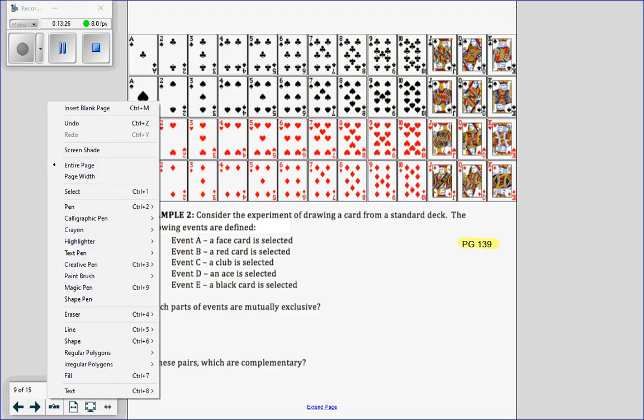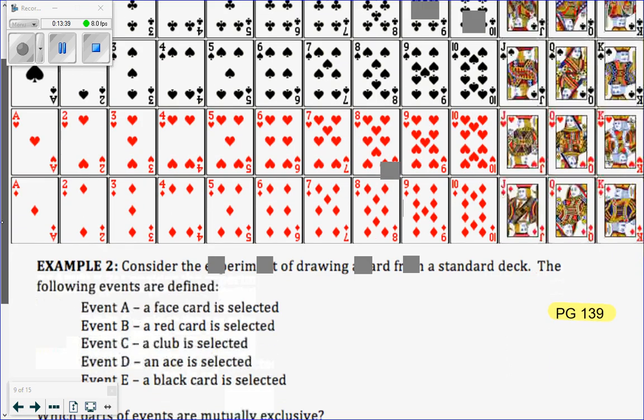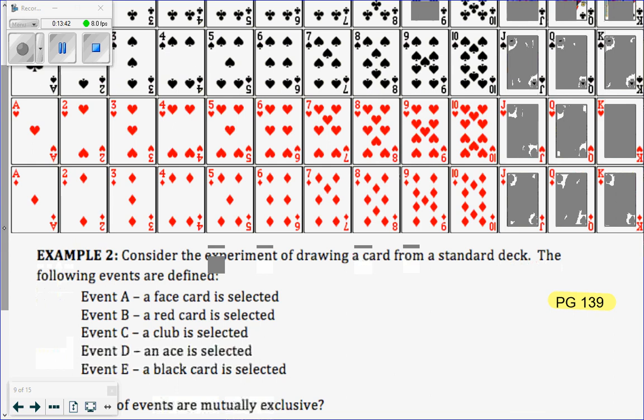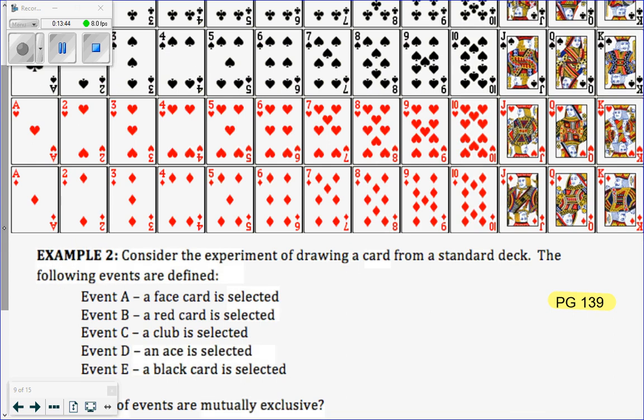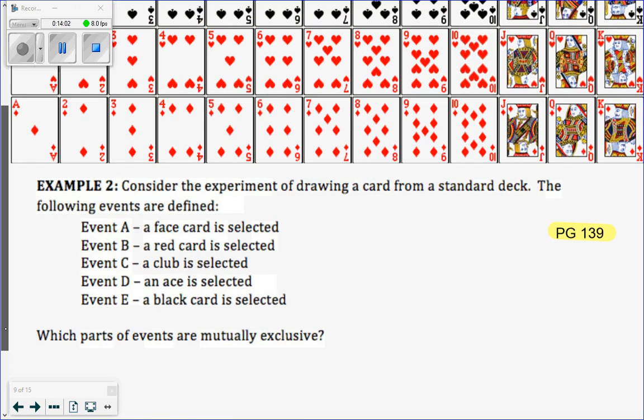Okay, let's get out of this screen here. So you actually have this question on page 139. What you don't have on page 139 is this diagram of all the different decks of cards. So we've got, consider the experiment of drawing a card from a standard deck. The following events are defined. So event A is selecting a face card. Event B is a red card. Event C is a club. D is an ace, and E is a black. So which pairs of events are mutually exclusive?